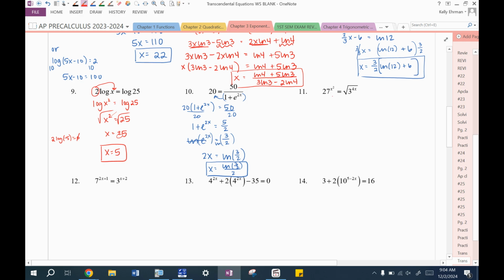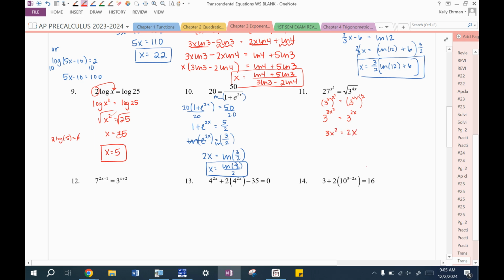Number 11 is an exponential. When they're numbers, I always see if I can match the bases. So 27 and 3 can both be base 3, right? So 27 is 3 to the third. And then it's to the x squared. And instead of a square root, this could be 3 to the 4x, and you're raising it to the 1/2 power. So let's clean that up first. So it's 3 to the 3x squared equals 3 to the 2x. Power to a power, you multiply your exponents. And because they're both base 3, I can drop the base 3's and just say, okay, 3x squared should equal 2x.